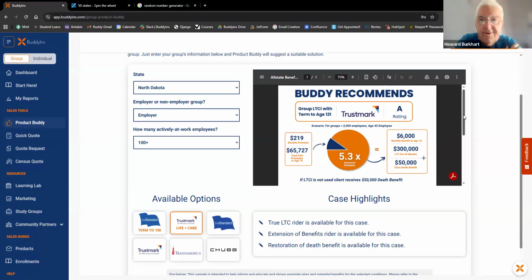Yeah, I'm rather new to this space. So, what is the usual percentage of employees that would be a minimum on this kind of group?